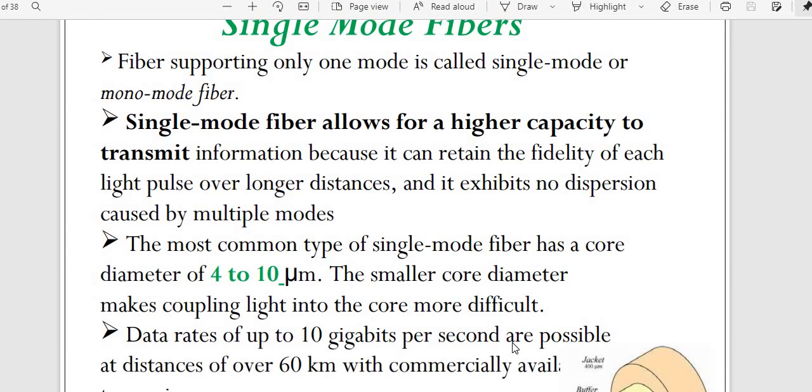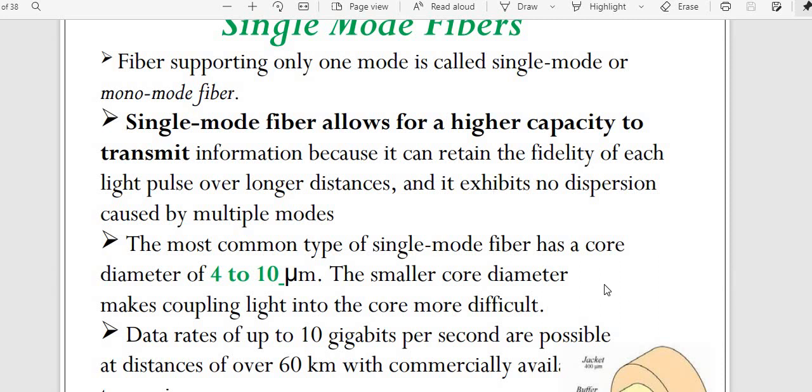Similarly, single mode fiber is a fiber supporting only one mode. Whatever has one mode is called single mode. If it supports many modes, then obviously, by the name itself, it is multi-mode. Single mode fibers allow higher capacity to transmit. It is going to pass higher capacity information because it can retain the fidelity of each light pulse. Whenever light pulses pass over longer distances, they can travel that longer distance, and it exhibits no dispersion caused by multiple modes. Whenever we have multiple modes, it does not allow them to pass.